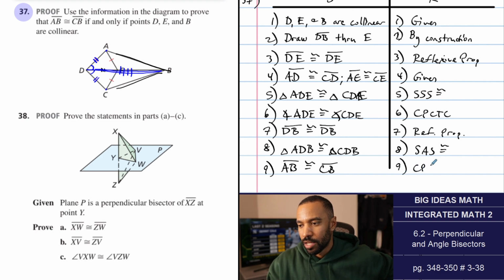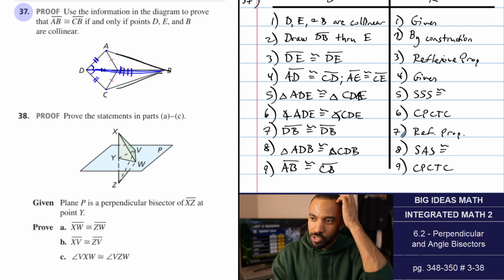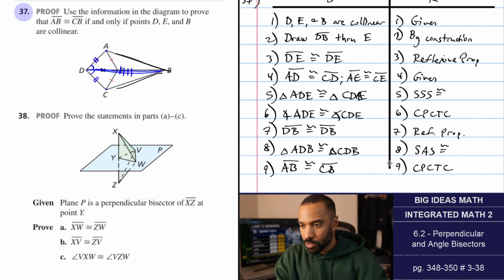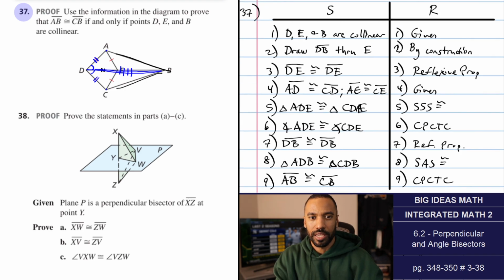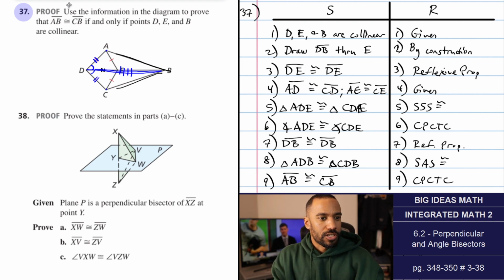Everything in geometry is reasoned almost literally by triangles, triangle congruence, and CPCTC. It literally brings through everything that the corresponding parts are congruent. That's what really connects everything within one. It's really cool. Okay, that is number 37.